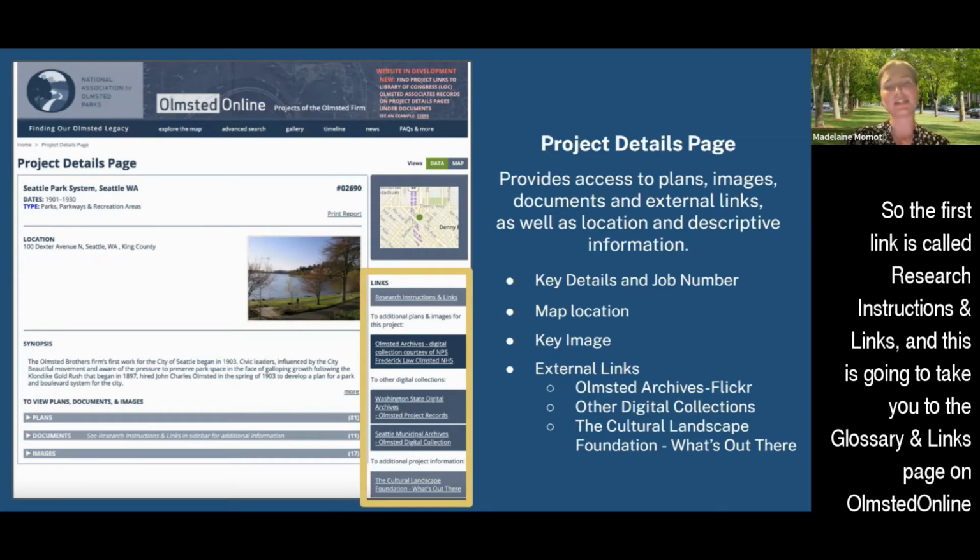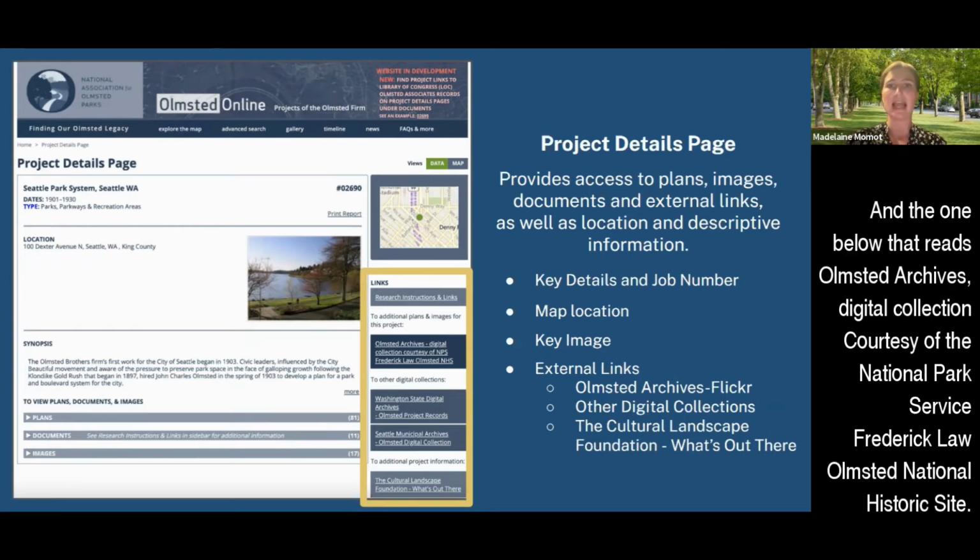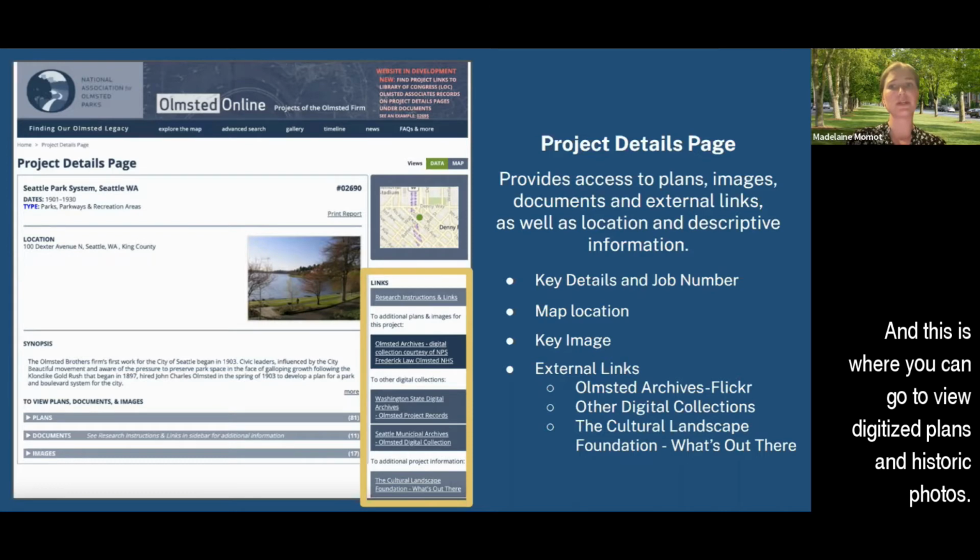And this is going to take you to the Glossary and Links page on Olmsted Online and provide instructions on how to access archival information. And then the one below that reads Olmsted Archives, digital collection courtesy of the National Park Service, Frederick Law Olmsted National Historic Site. And this is where you can go to view digitized plans and historic photos.